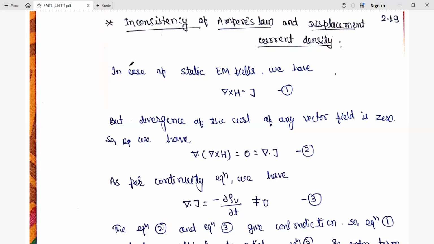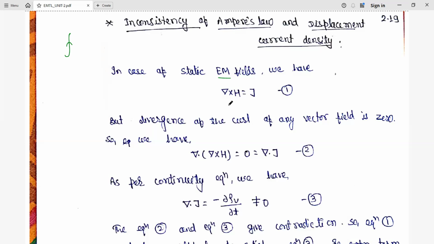So let's start with the first: we'll see how Ampere's law is not consistent. In the case of a static EM field, EM means electromagnetic field, so the electric field and magnetic field are both present. You have seen already that when we have current carrying conductors, they produce a magnetic field around them. So finally we have an EM field.